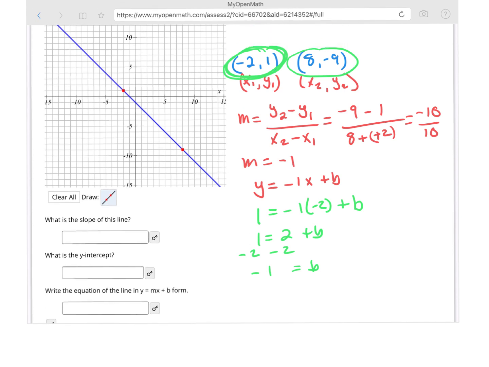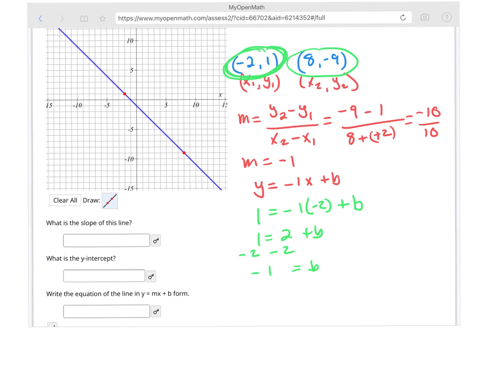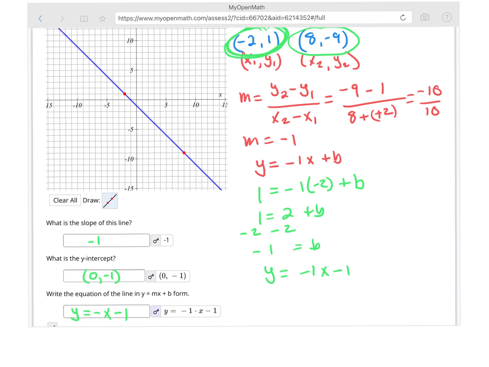So the equation is just going to be y equals my slope, which is negative 1, times x, and then my y-intercept is just minus 1. So if we fill in the answers in the blanks, my slope is negative 1. My y-intercept is also negative 1, but remember to write that as an ordered pair. And so my equation is going to be y equals negative 1x, or just negative x, and then minus 1. And now I'm just going to double check to make sure those answers are correct, and it looks like they all are correct.